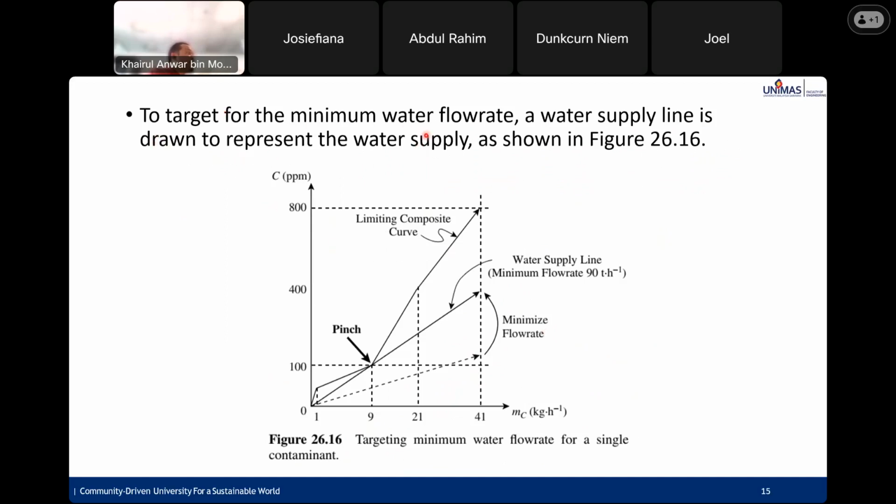To target the minimum water flow rate, a water supply line is drawn to represent the water supply. Draw the water supply line. The moment the water supply line touches the limiting composite curve here at 100 ppm, you can see that is the pinch. In this case, the minimum flow rate is 90 tons per hour. How to get 90 ton: 9,000 over 100 ppm.